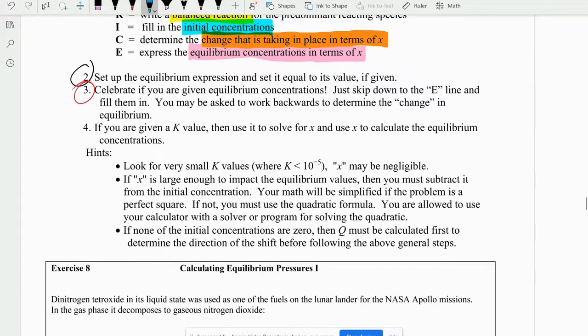And then the fourth thing on here is, if you are given a K value, so if it happens to give you the K value in the problem, then you're going to use it to solve for X, and then you're going to use X to calculate the equilibrium concentrations. Again, if any of this is confusing you, we're getting ready to work some problems, so hang tight.